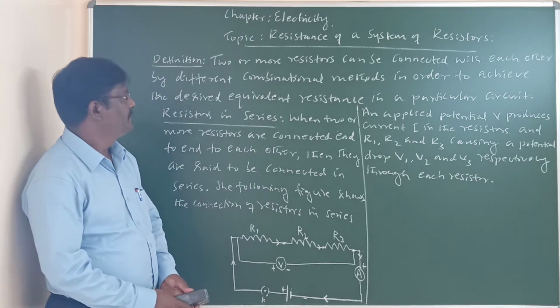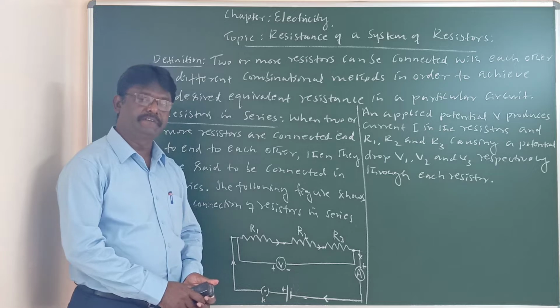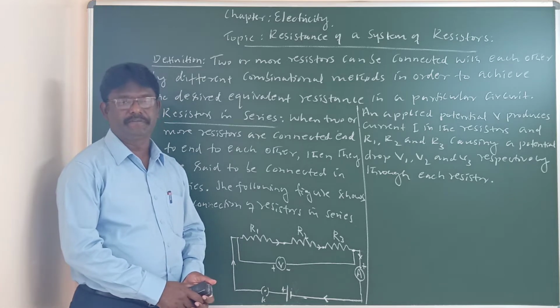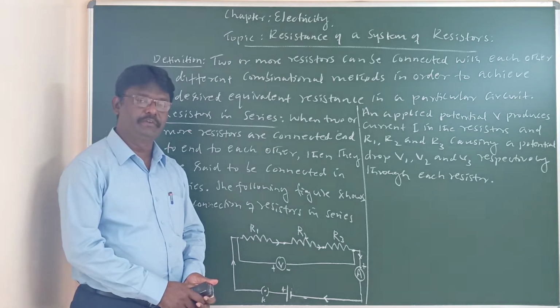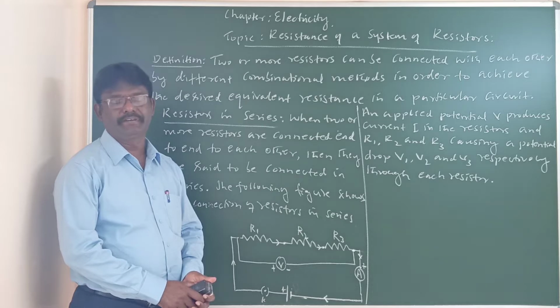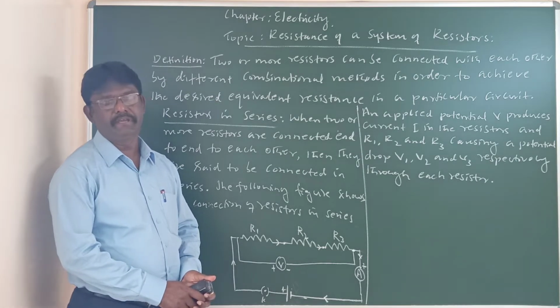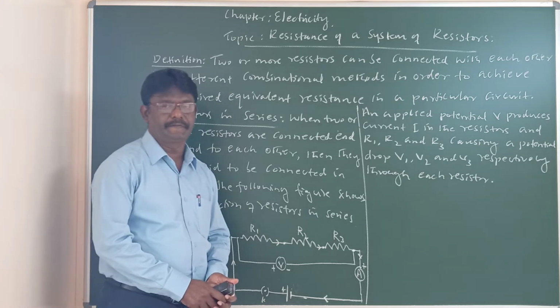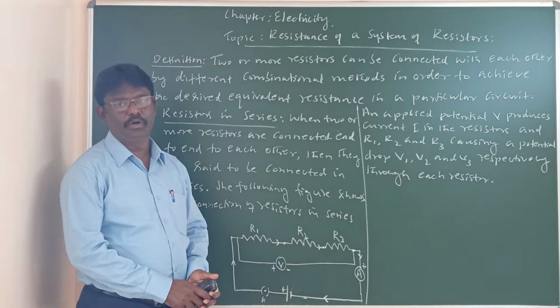Hello children. In the chapter electricity, in the previous classes, we discussed the basic concept, especially the definition of electric current. What is electric current? We know the rate of flow of electric charge, I equal to Q by T. Then we defined potential difference. And then we discussed Ohm's law, V equal to IR.